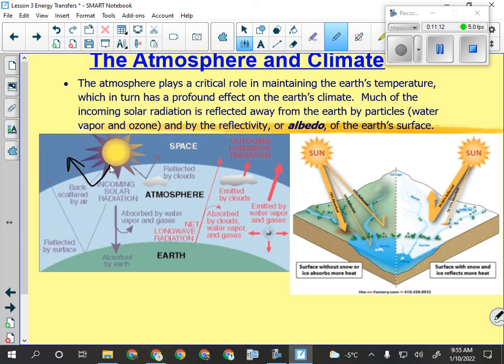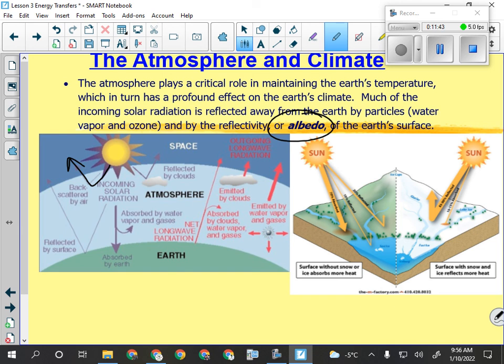the amount of energy that is absorbed by the Earth is affected by what the Earth looks like. Okay? This is something we call albedo. Okay? The reflectivity of the Earth's surface is called albedo. It's an important term, so make sure you highlight it or circle it. If something is highly reflected, it has a high albedo. If it is not reflective, it has a low albedo.